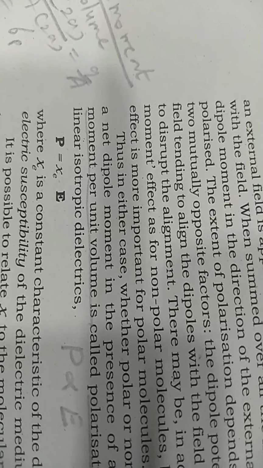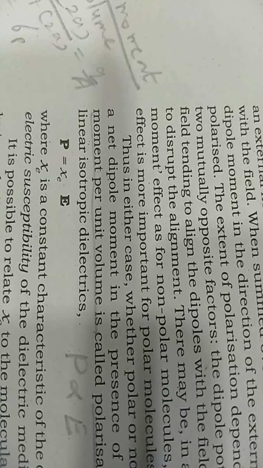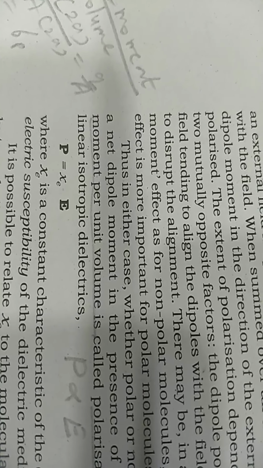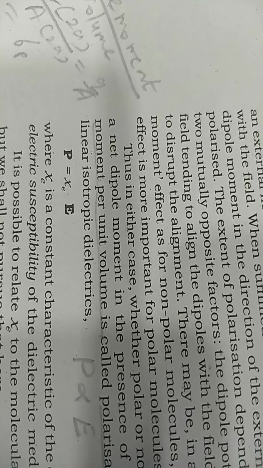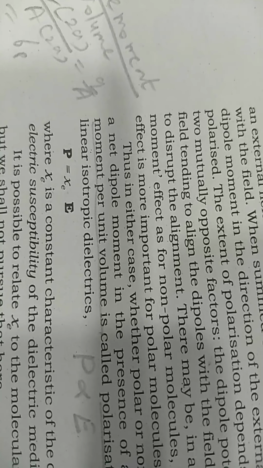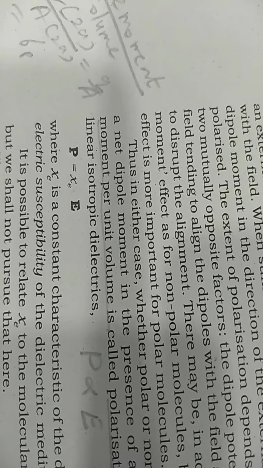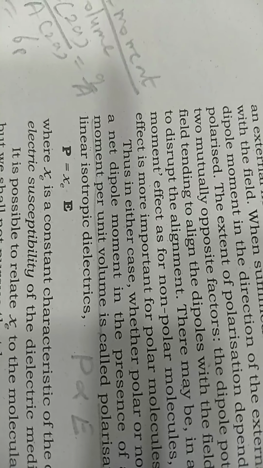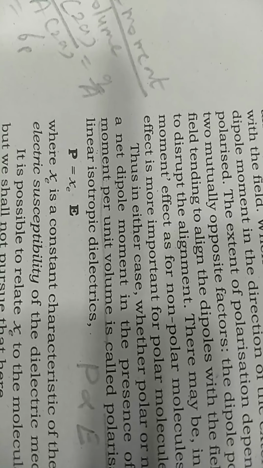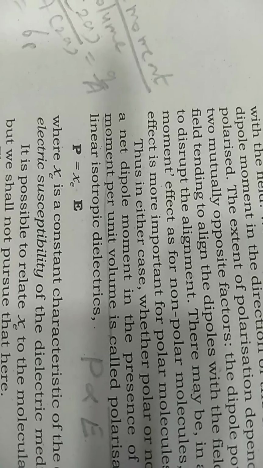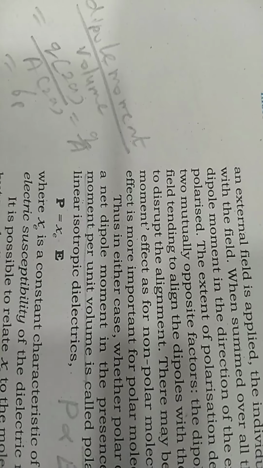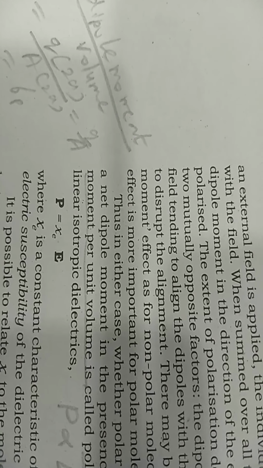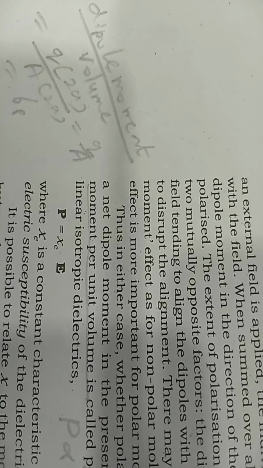It means it will get more polarized. The greater the value of chi, the greater the polarization. So I hope it is clear that polarization is directly proportional to the electric field E, and that is chi into E, and chi is nothing but the susceptibility of the electric field. The same thing we are going to learn in magnetization. At that time we'll compare the susceptibility chi in the electric field with the susceptibility in the magnetic field.